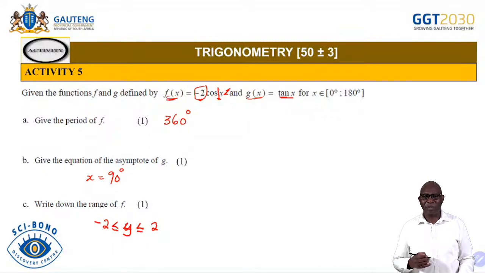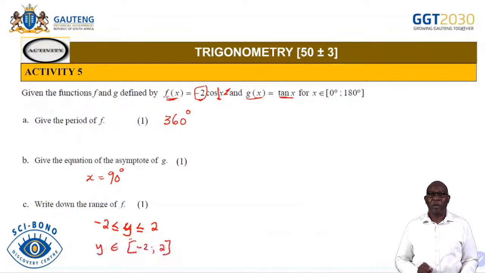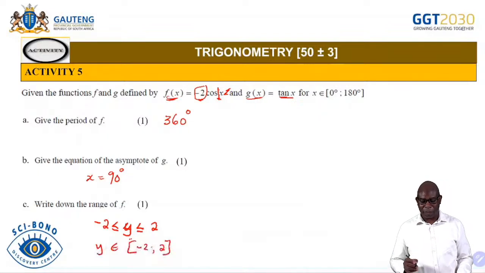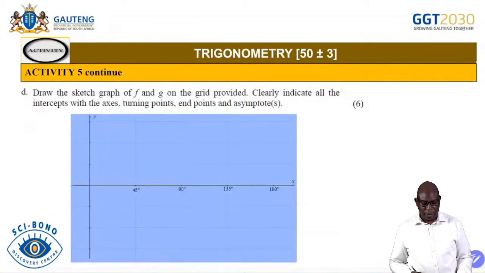I know most of you will be writing it in words, like from -2 to 2, but let's learn to write it in this form. Okay, right? Or y is an element of, so that will be -2 included, and also 2 is included. So we must write in correct notation. Okay. Learn your notations.